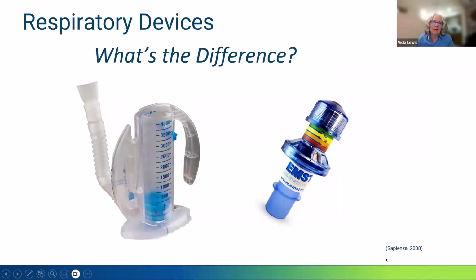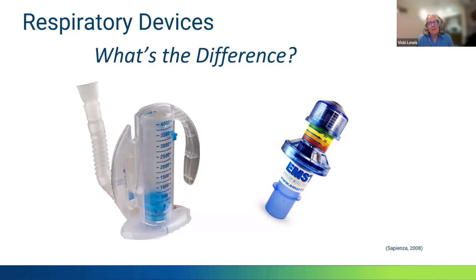So let's talk a little bit about respiratory devices. On this slide, on the left, you see an incentive spirometer. If you have spent any time in a medical facility, you've probably seen an incentive spirometer on the bedside table of nearly every patient that you've taken care of. And then on the right-hand side is an EMST 150 device, and it is an Aspire device. I don't work in sales, but I have the easiest access to Aspire's images, so you'll see some more Aspire images as well.